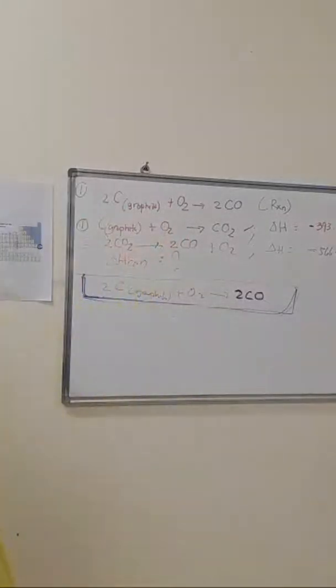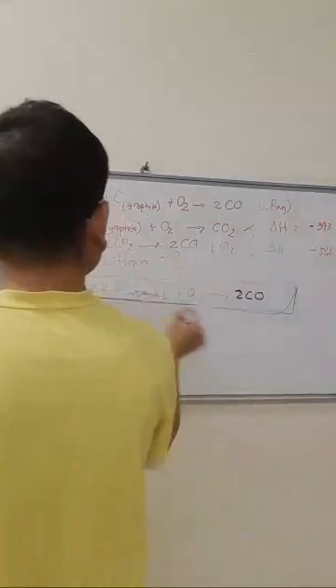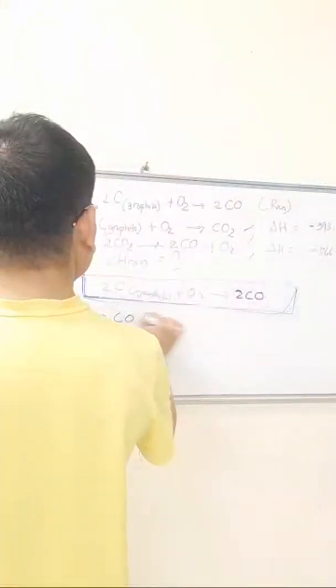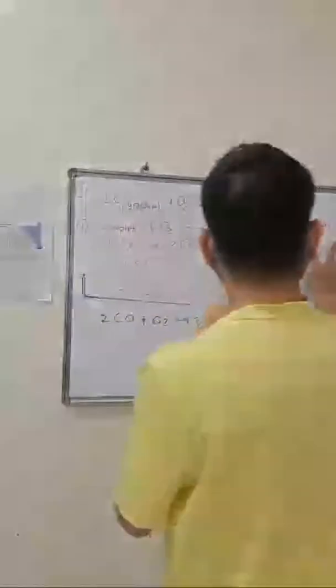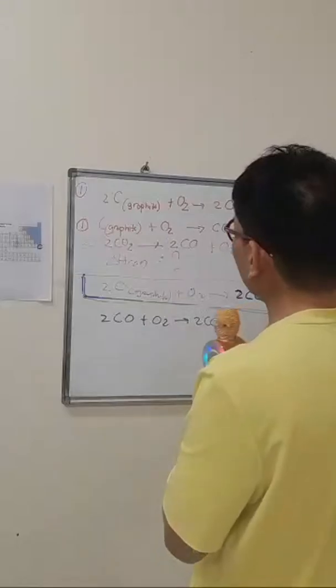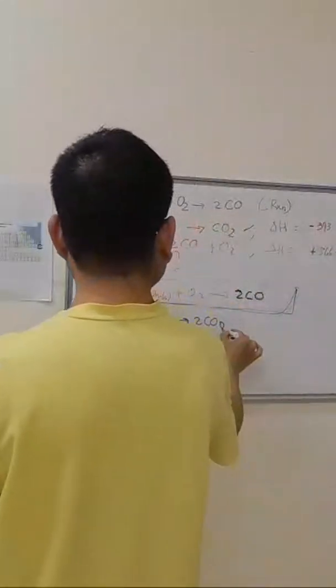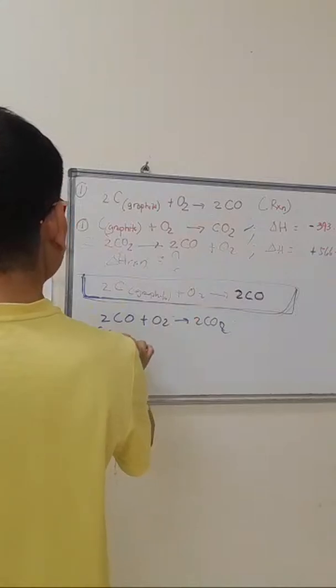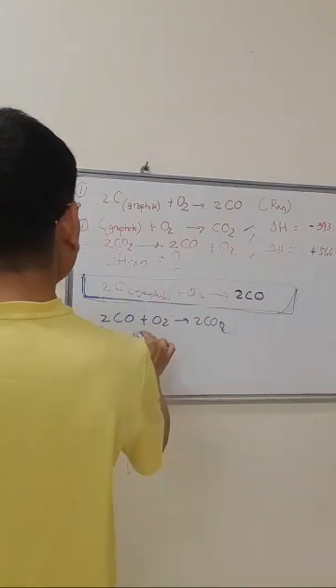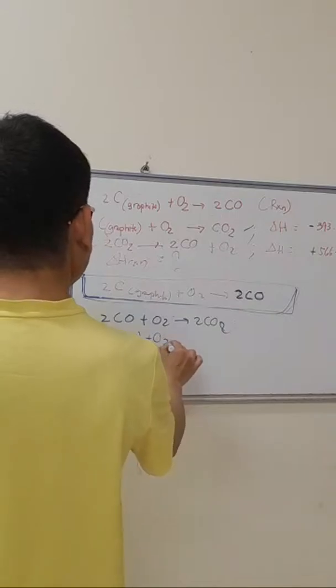So it's going to be 2 moles of CO plus oxygen gas equals 2 CO2. Then change this to positive. Okay? Now, add equation 1. So C graphite plus oxygen gas gives CO2.